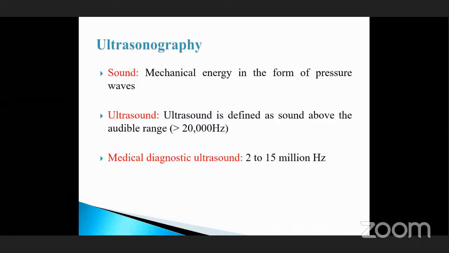And normally in medical imaging, we use ultrasounds of frequencies 2 to 15 million hertz. Sometimes we use ultrasounds of 50 to 100 megahertz for the diagnosis of superficial structures, that is in case of eyes, as well as for subcutaneous lesions. We use the frequency range of 50 to 100 megahertz.